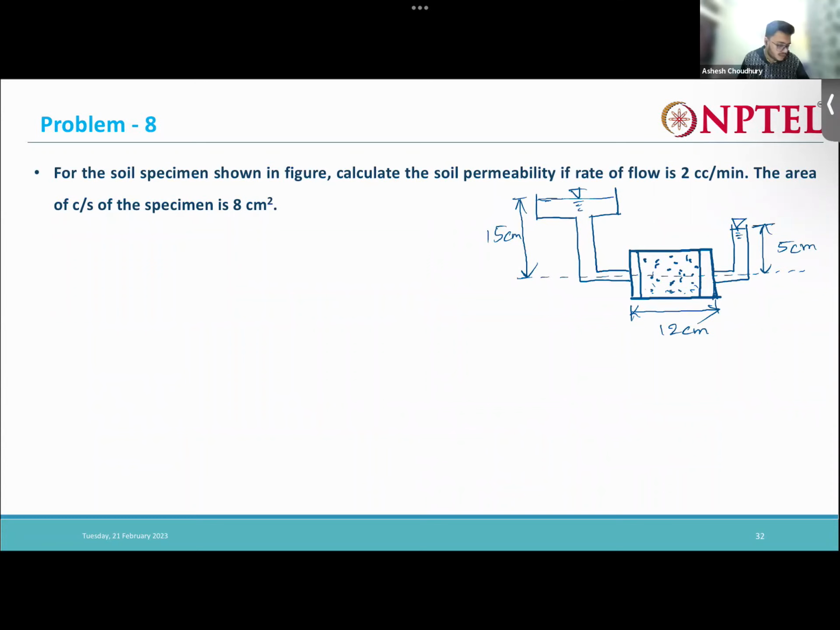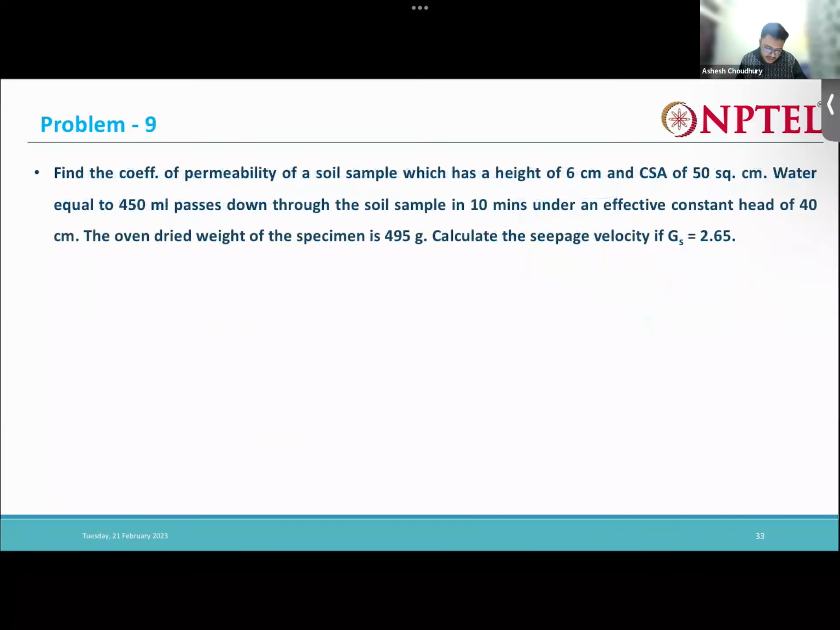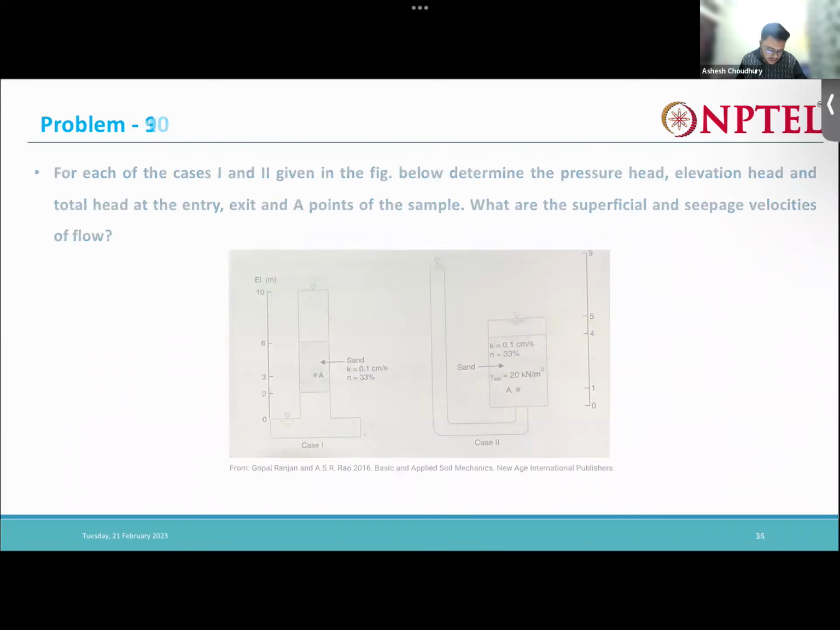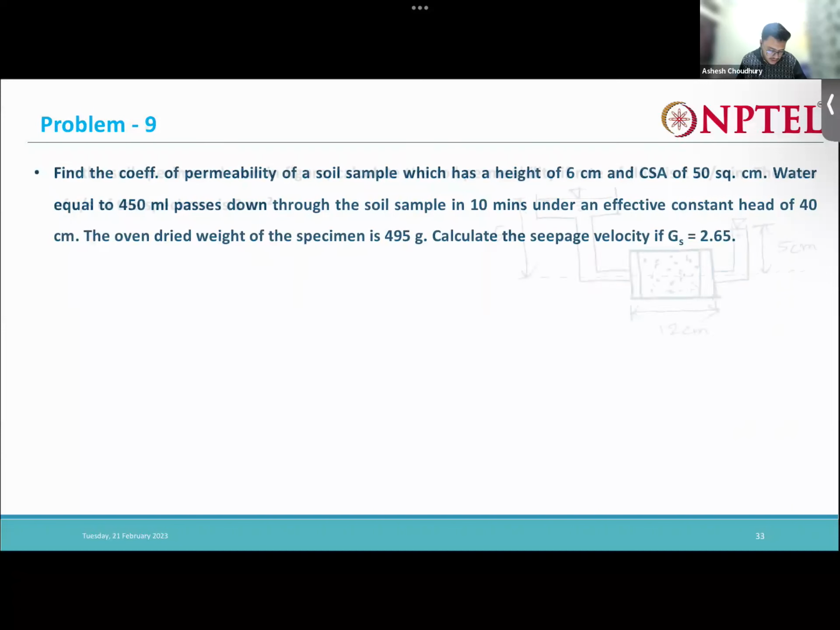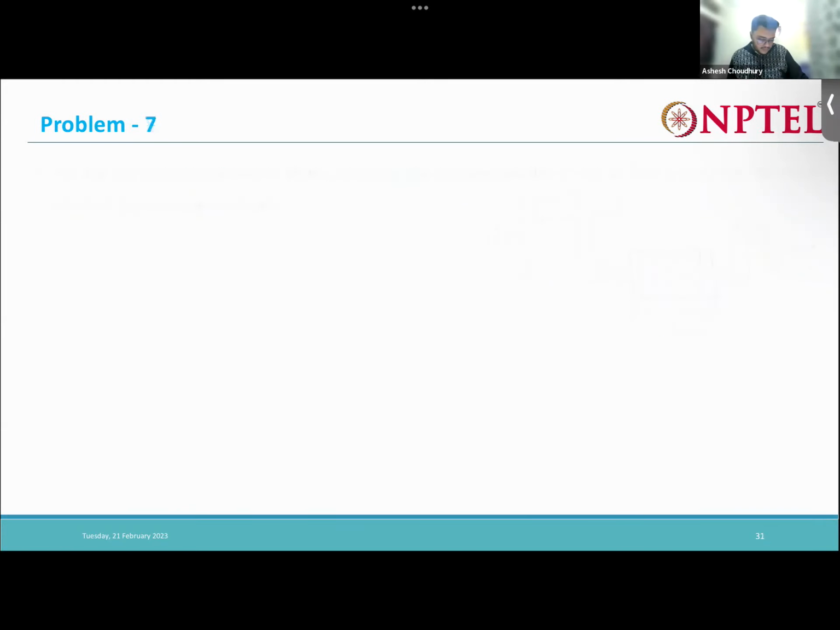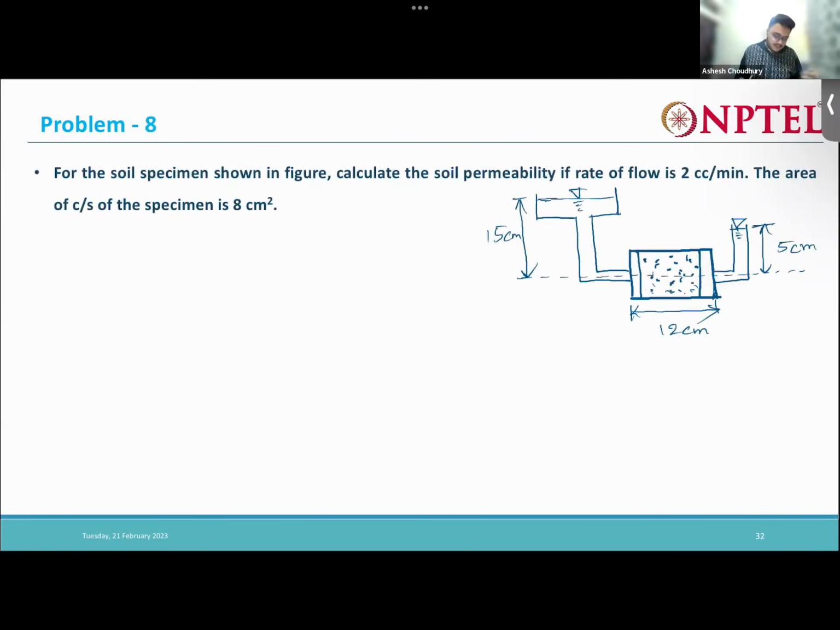See, it's already time. Guys, there are 3 problems here regarding our permeability chapter. So let us just complete them very fast.